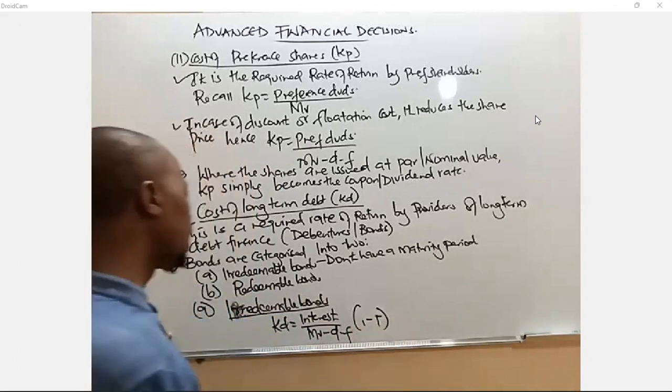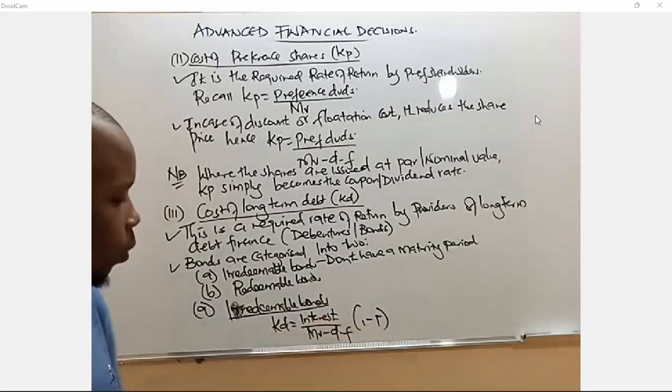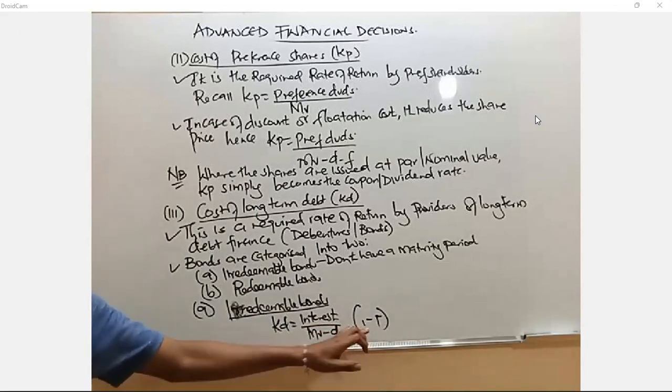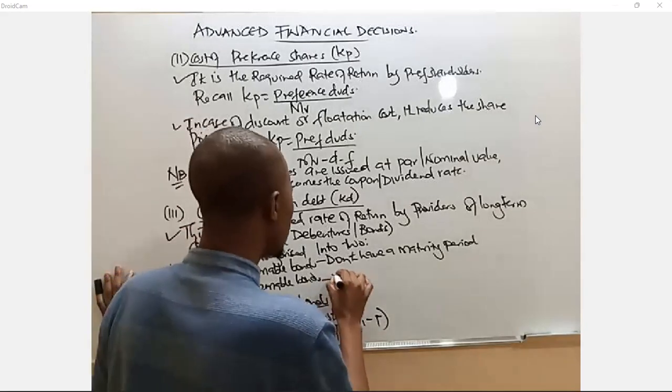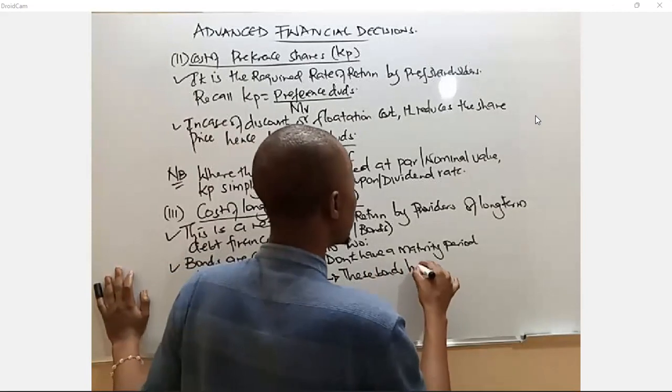Remember that the interest on debt or on a loan is an allowable expense, and therefore it provides the tax shield. The interest qualifies for tax purposes, and that is where we adjust for tax. But remember that the redeemable bonds have a maturity period.